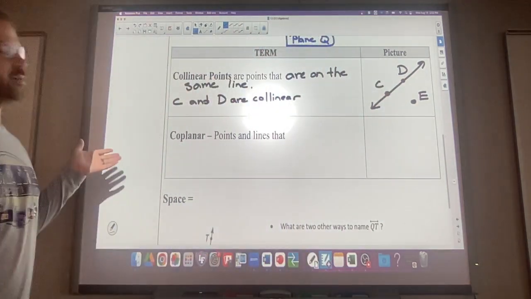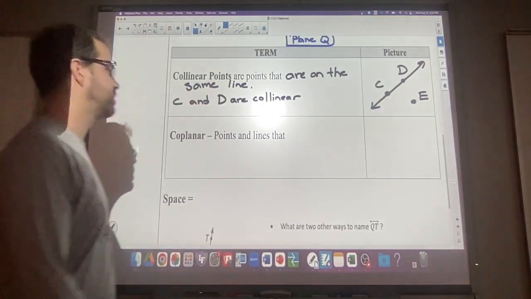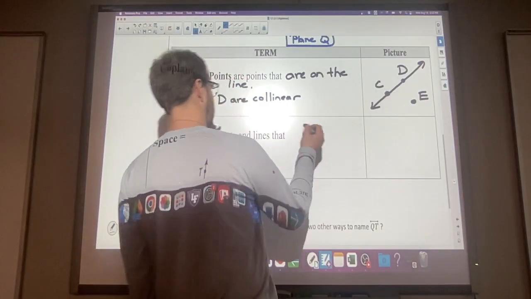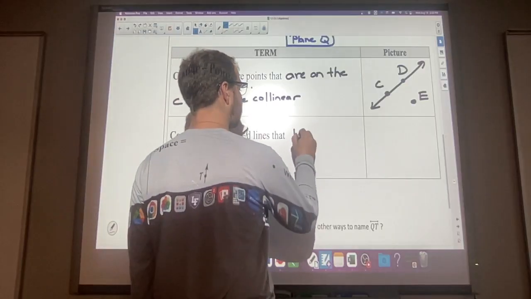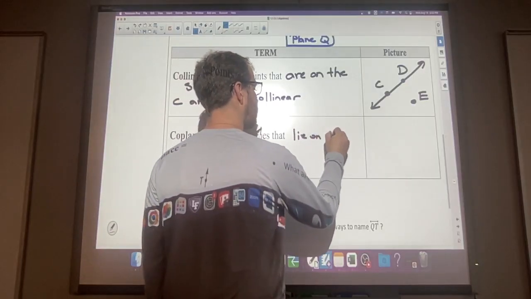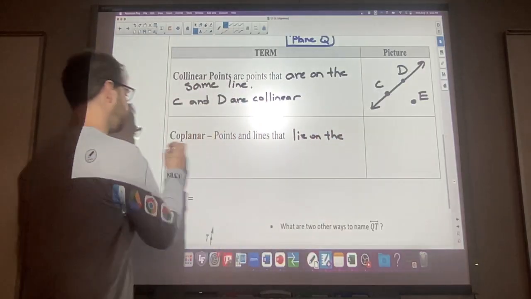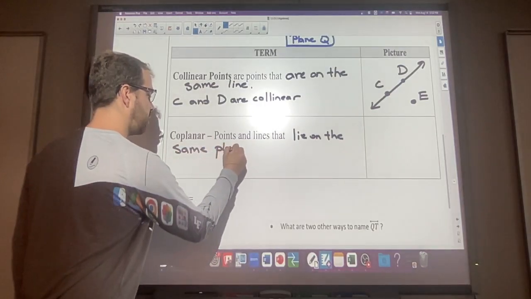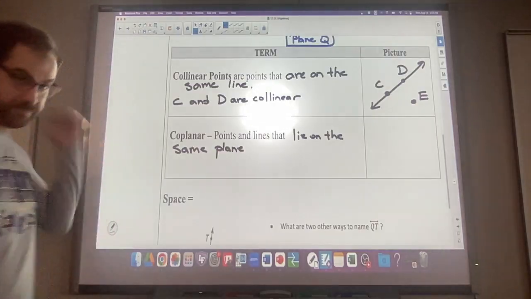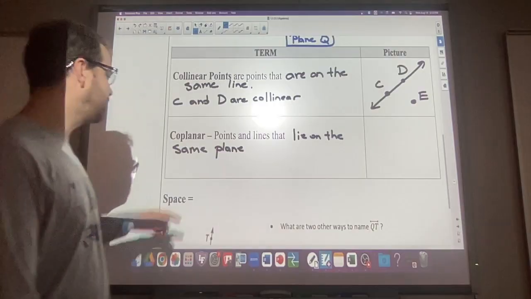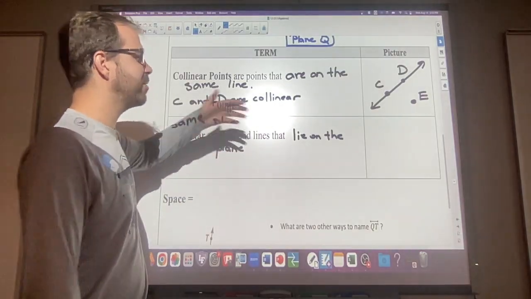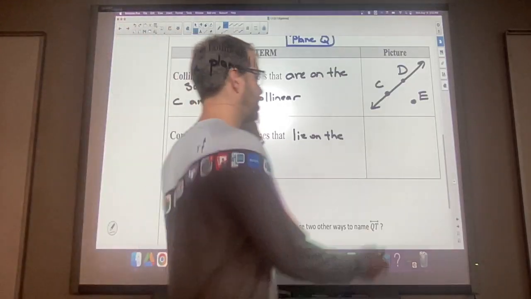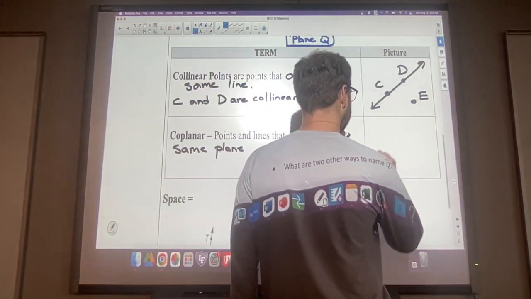Coplanar. You probably guessed this one. Points, or points and lines, that lie on the same plane. It's always kind of a pain drawing a plane. It's always kind of a pain because they always look a little funky, but do your best. Usually they draw a shape like this.